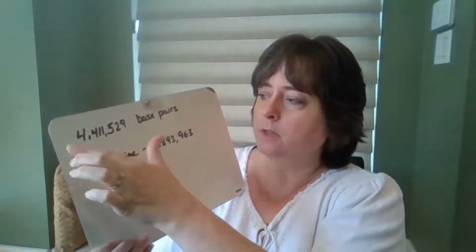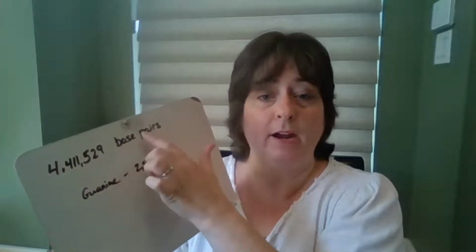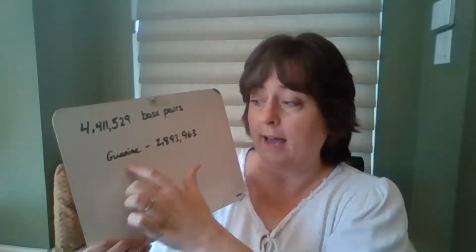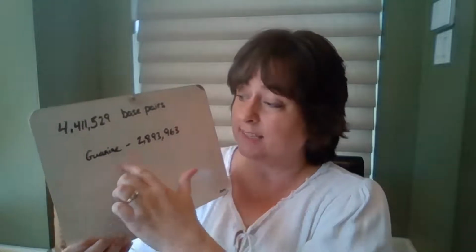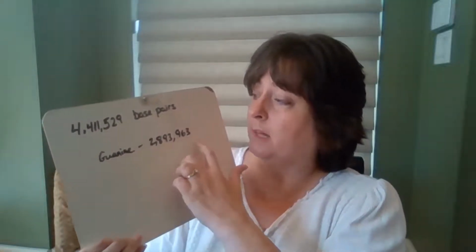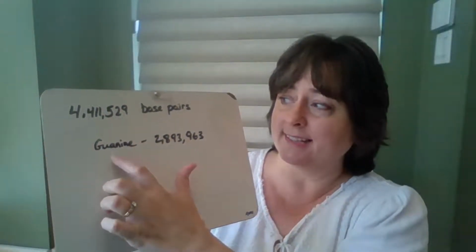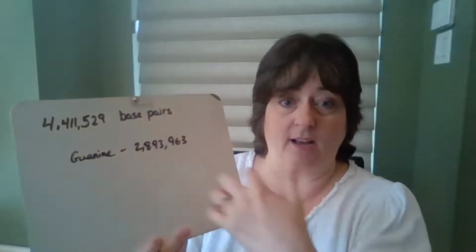We have 4 million base pairs. Then it tells you how many bases you have. Guanine is a base, is a nucleotide. So you have 2 million of guanine. Okay, so remember guanine is a sock, and these are pairs of socks.